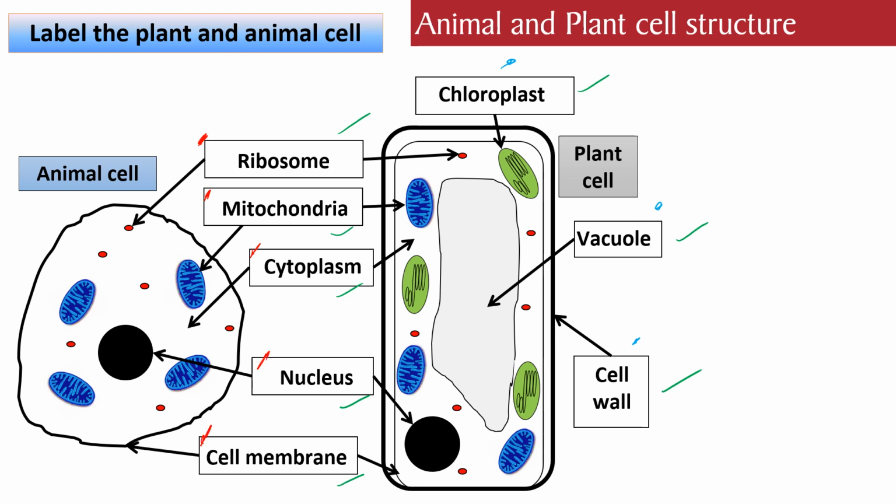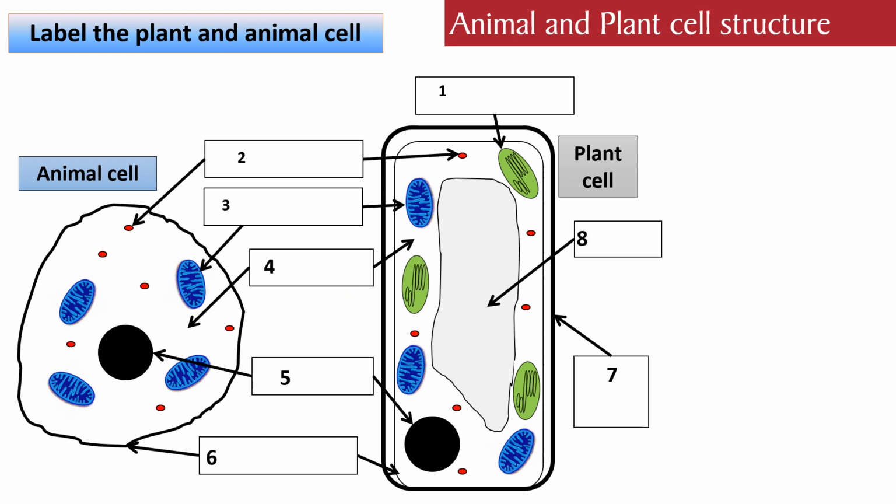Quite often in an exam you might get asked what are the extra three things that a plant cell has, and that would be chloroplast, vacuole, and cell wall. One of the best ways of remembering it is to name the numbers as you go around. Number 1 is the chloroplast, number 8 is the vacuole, number 7 is the cell wall, number 6 is the cell membrane, number 5 nucleus, number 4 cytoplasm, number 3 mitochondria, and number 2 ribosome.